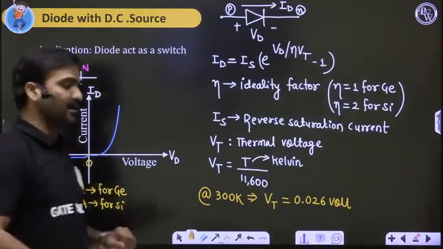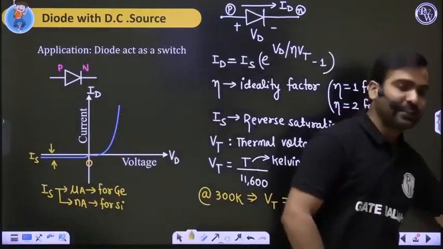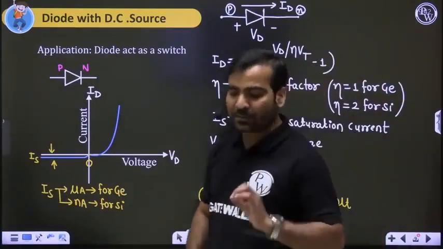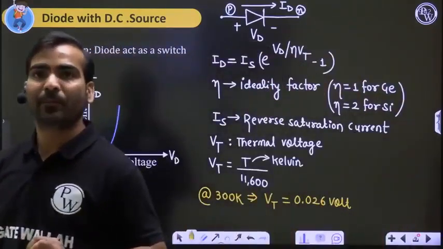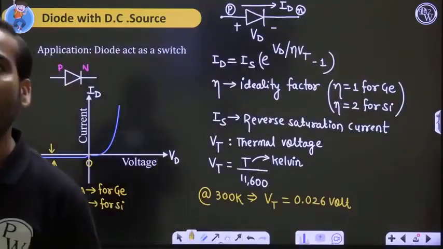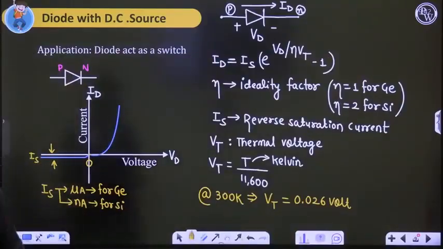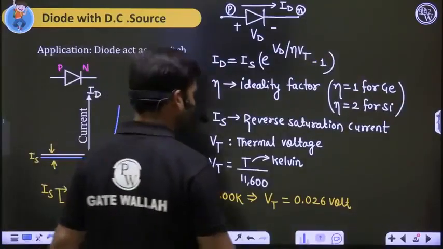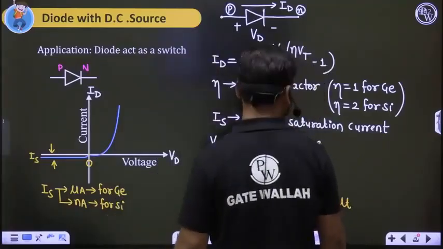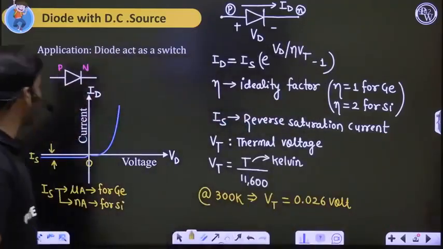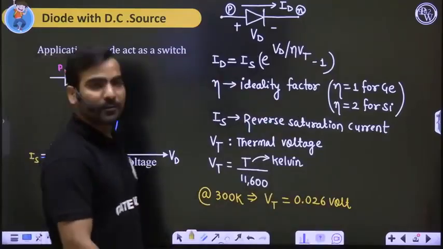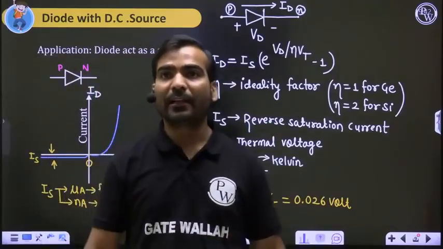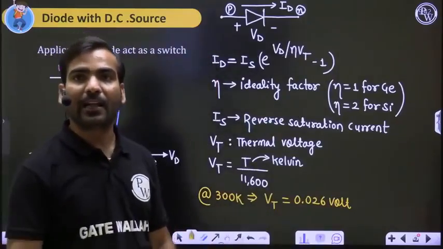This is the characteristics. Now listen carefully. What is the observation from this characteristics? Sir, in slide 9 under Id it is N to P direction, right? Slide 9.